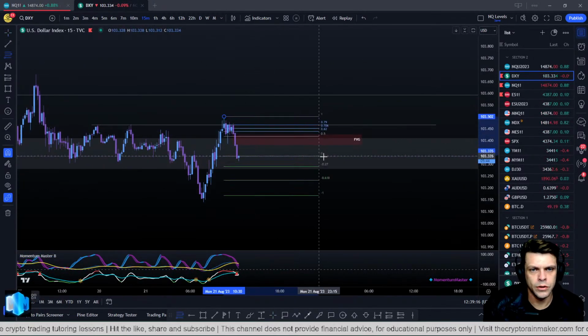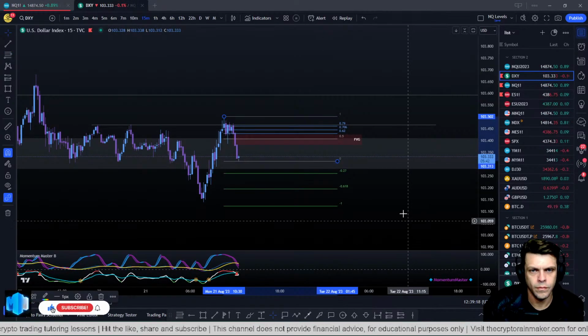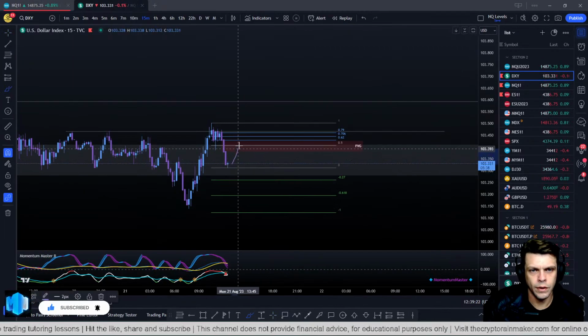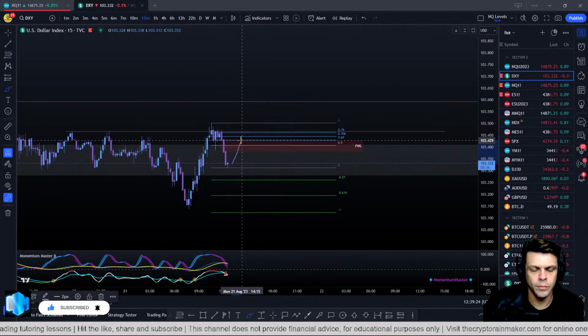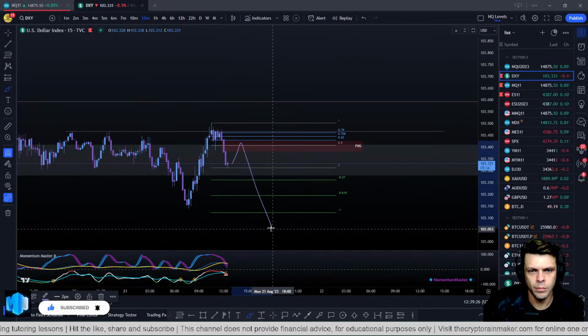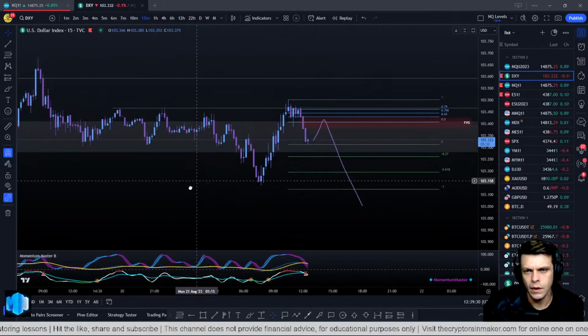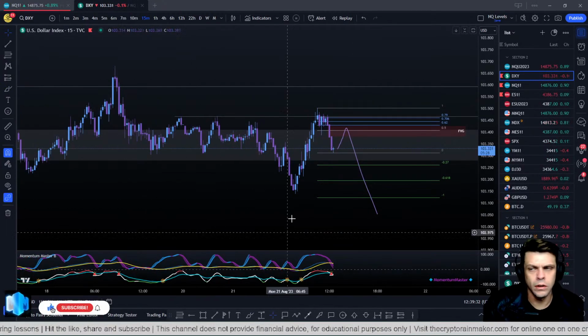Also pull a Fibonacci on this. So we want to see the Dixie just go into the bearish fair value gap and then start to move to the downside. All right, so that's the dollar.